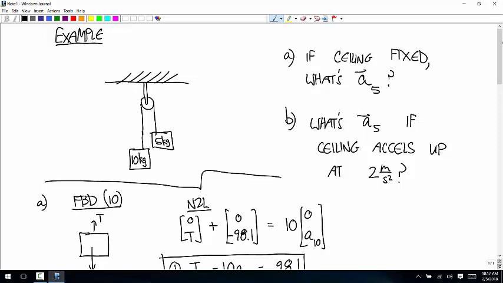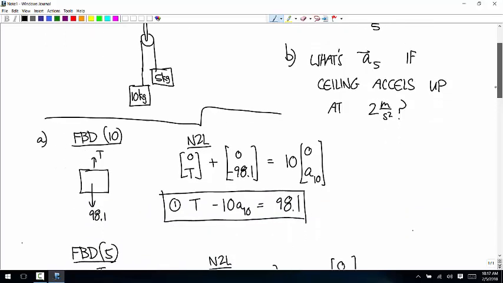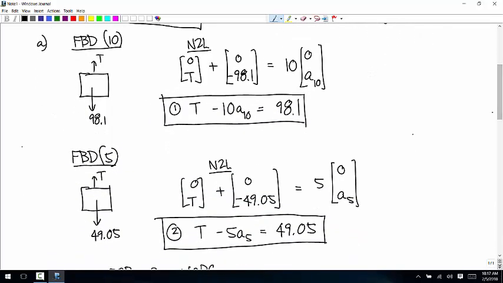Okay, so first of all, why wouldn't this problem be exactly the same? Like what changes? Do those free body diagrams change?